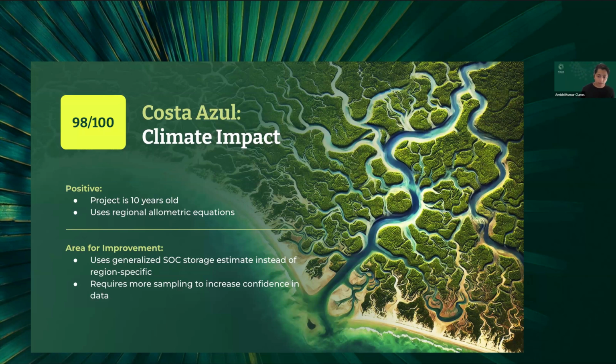However, the project lost a couple points because the developers used a conservative but generalized soil organic carbon storage estimate instead of using more region-specific data for their baseline. So they got docked a couple points there. Additionally, while geospatial monitoring is employed, the limited temporal coverage during the establishment stage reduces confidence in the growth rate of newly planted mangroves. We'd want to see dense sampling to have high confidence that those newly planted mangroves are meeting expected growth rates. Kim, back to you if you can speak to additionality.